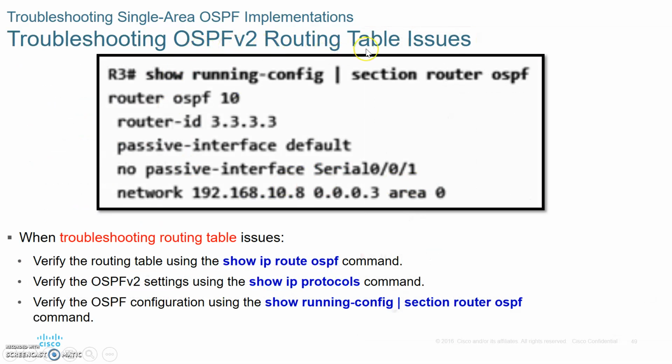For routing table issues, we can run the show ip route and show ip protocol commands to see whether your routing table is correct, and make sure that your OSPF settings are correct.